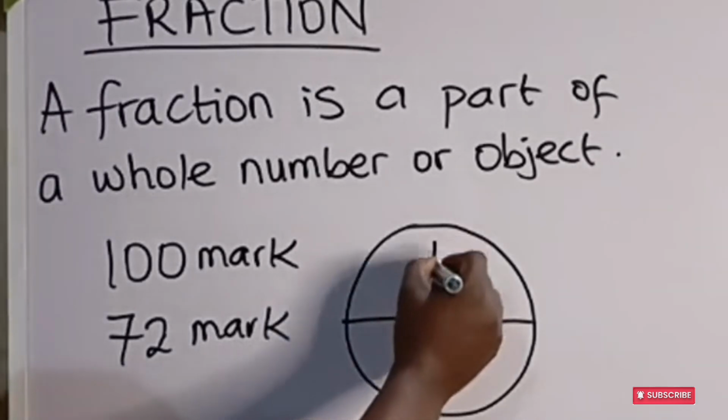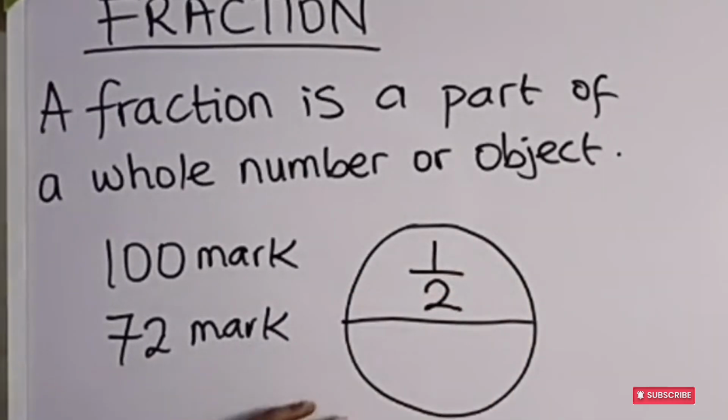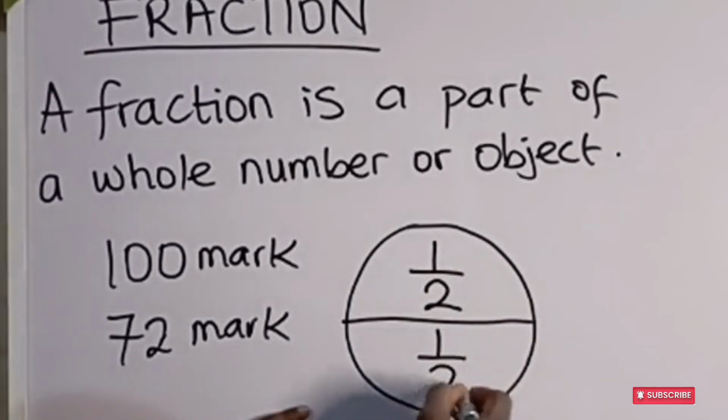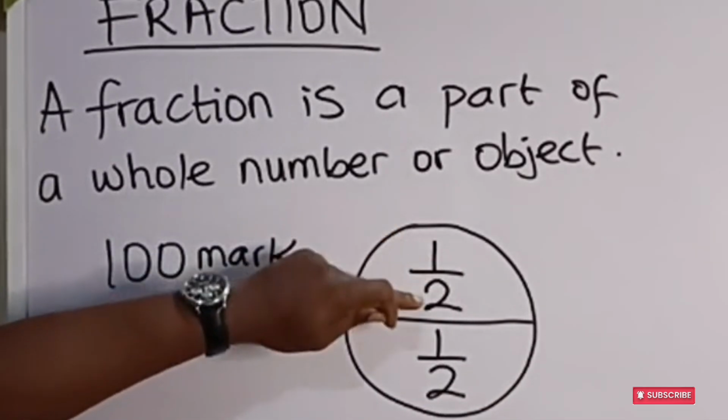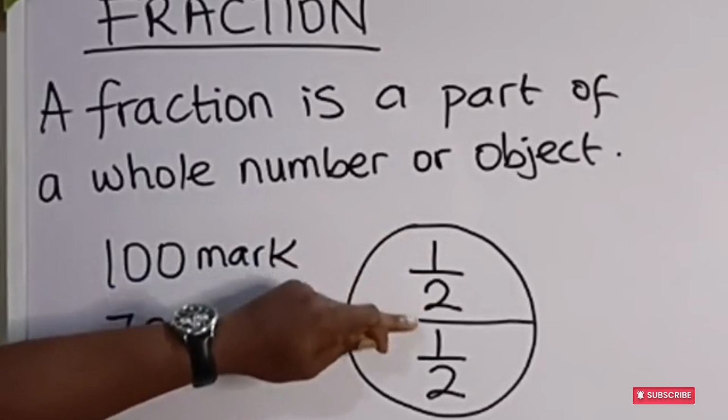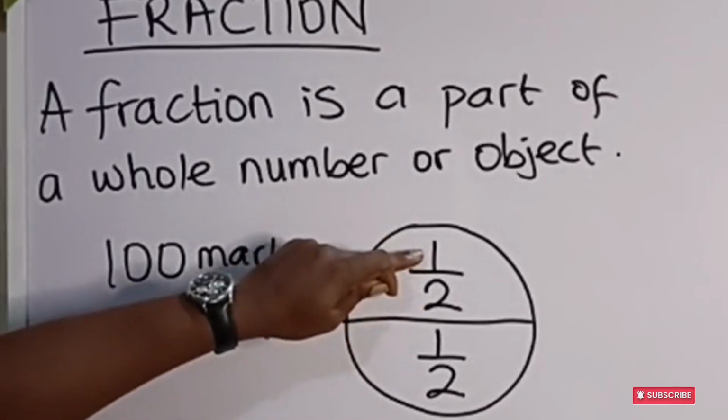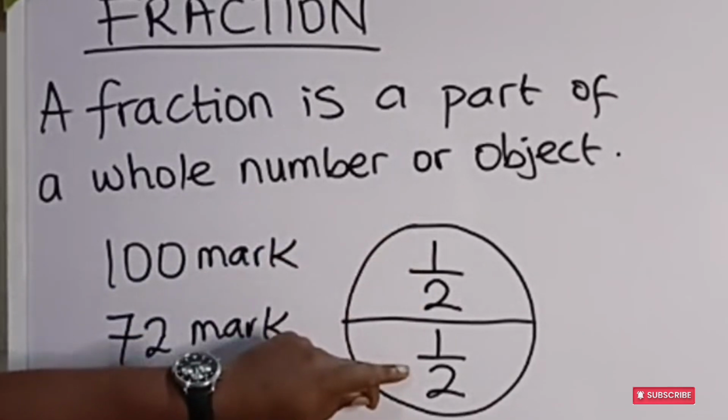So this side is going to be 1 over 2. This side is going to be 1 over 2. What does this mean? This means one apple is shared by two children. So one child is going to take this part, the other child is going to take this part.